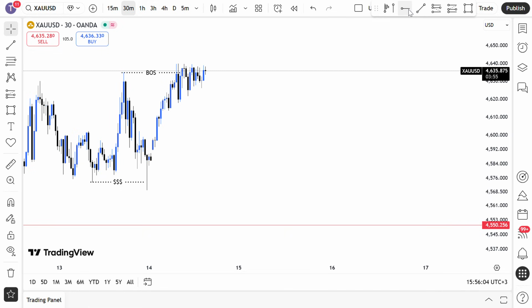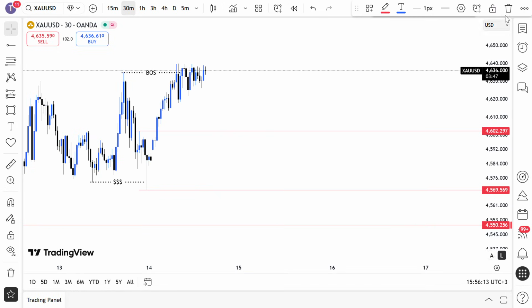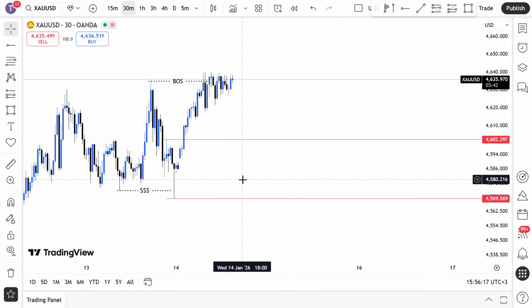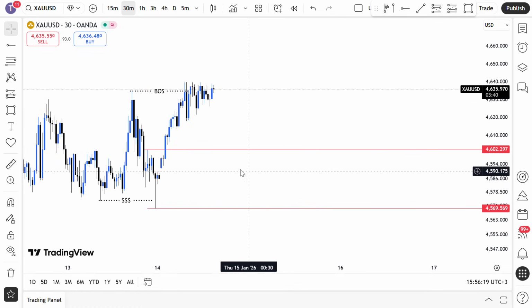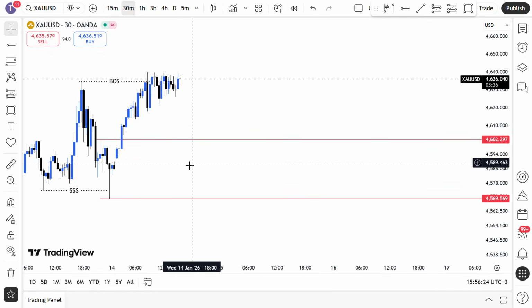Let me mark that 4 hour order block. The 4 hour order block is from this high to this low down here. So that is our order block. Let me delete this. So that is my order block. This is the area of interest. So inside this area of interest, on the 30 minutes time frame, we have this order block.